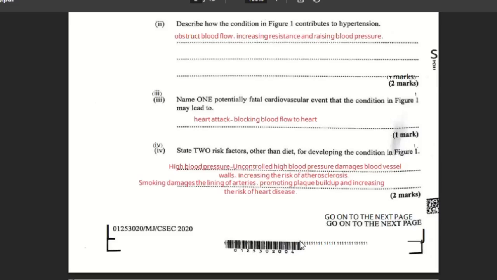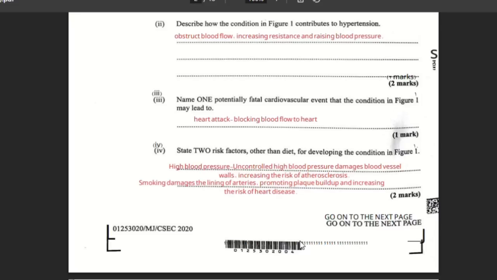Then the next question states, state 2 factors other than diet for developing the condition in figure 1. The reason they say other than diet is because we know that if your cholesterol levels are high, it can literally build up and start to block the blood vessels, right? So that is why they scrapped diet completely. We cannot mention anything about cholesterol or fatty food. So in this situation, the other risk factors for developing the condition are going to be high blood pressure and also smoking. High blood pressure, the same as hypertension.